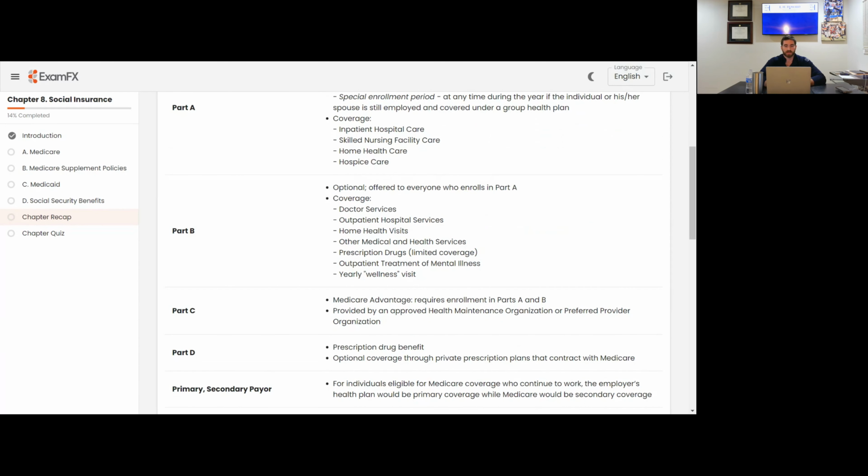Now, Part B is optional. It's offered to everybody who enrolls in Part A, and the coverage is a little bit extra. It's a little bit more outside of just that base Part A plan. So Part B, the coverage is doctor services, outpatient hospital services, home health visits, other medical and health services, prescription drugs, even though it's limited coverage, outpatient treatment of mental illness, and yearly wellness visit. So obviously, Part A is a very basic type of Medicare and health insurance for people who are older than 65. Part B is totally optional and covers the things outside of that basic Medicare policy.